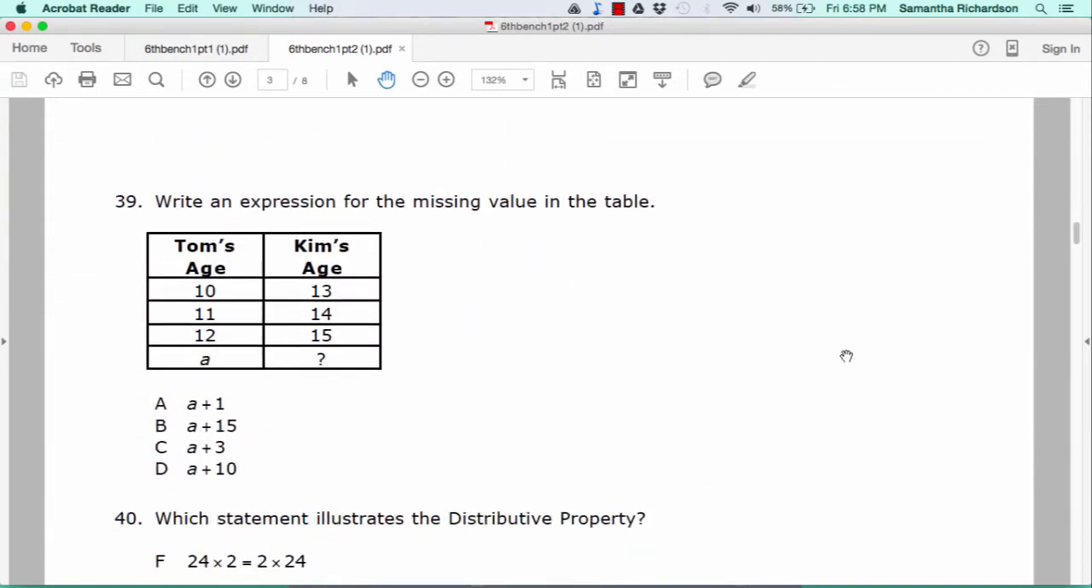Question 39. Write an expression for the missing value in the table. Tom's age, Kim's age. A. A plus 1. B. A plus 15. C. A plus 3. D. A plus 10.